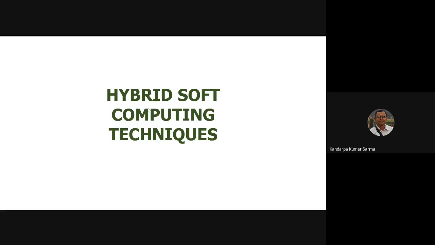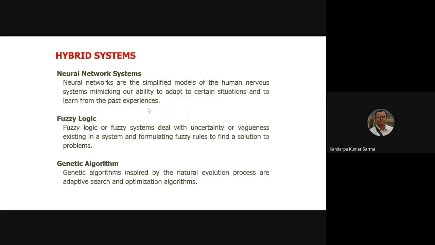Now let's come to the hybrid soft computing techniques. Now here there shall be three main parts. The first part will be the neural computing part. We have spoken about that. And then fuzzy logic we have dealt with in the previous two lectures, then we have the GA or the genetic algorithm that is based on the Darwinian principle of natural law of selection, survival of the fittest.